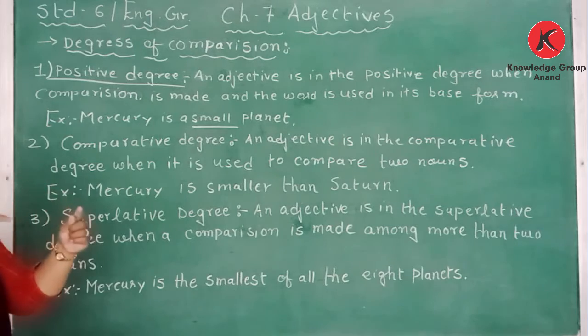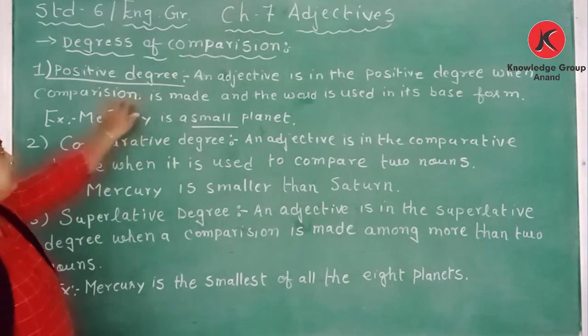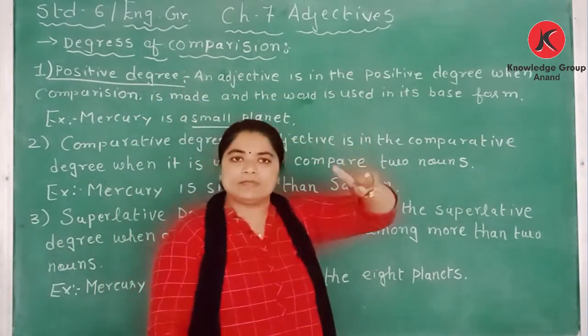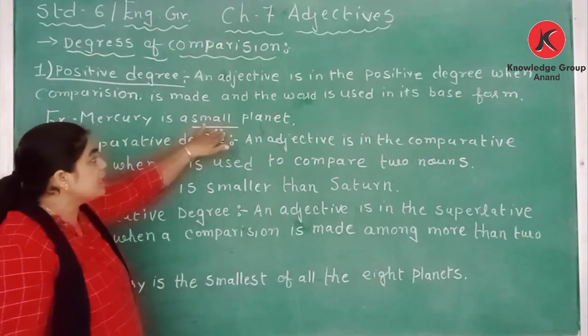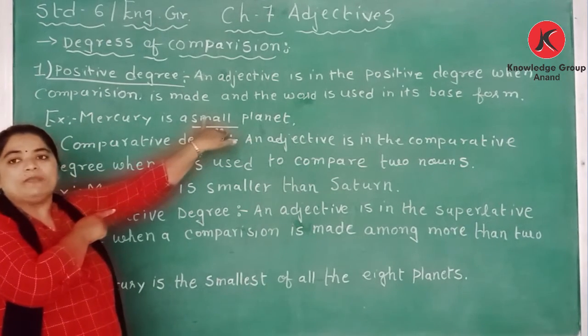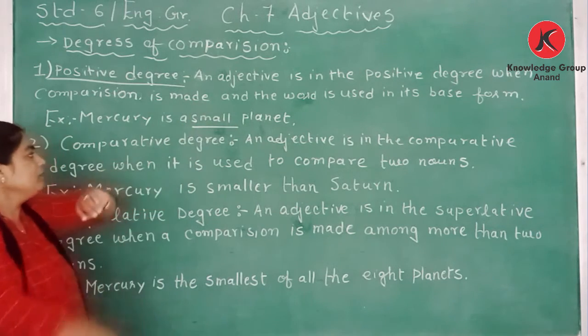So among all the planets, we have made a comparison. Positive degree: when comparison is made and the word is used in its base form. So comparison is made among all the planets, but the word is used in the base form. Okay, positive degree we have used here.